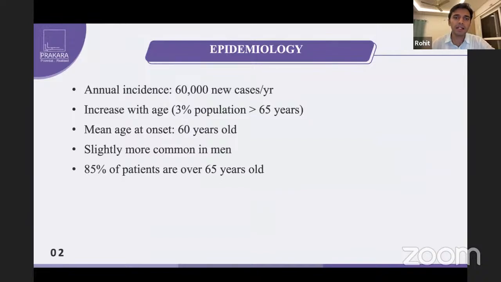So the incidence of Parkinson's disease is nearly 60,000 per year. This is worldwide incidence. It increases with age. Around 3% of population beyond 65 years are affected with Parkinson's disease. The mean age at onset is around 6th to 7th decade. It is slightly more common in men when compared to women, and 85% patients are over 65 years.